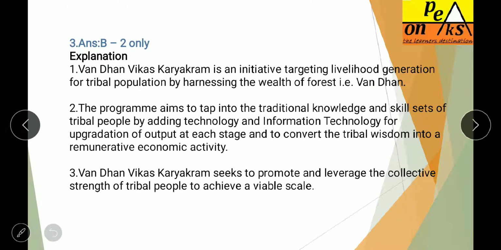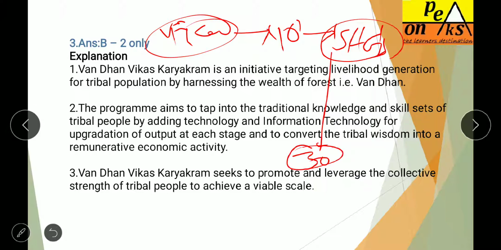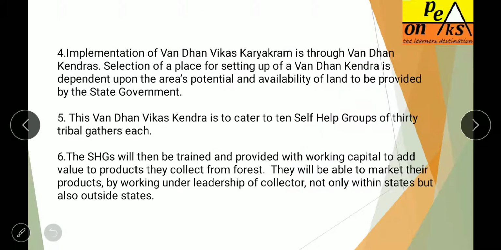Under the Vandhan Vikas Kendras, 10 self-help groups will be provided training and given working capital. Each self-help group contains 30 members. These 30 members are provided with training and working capital to add value to the products which they collect from the forest, and they will be able to market their products by working under the leadership of a collector, not only within the state but also outside the states.